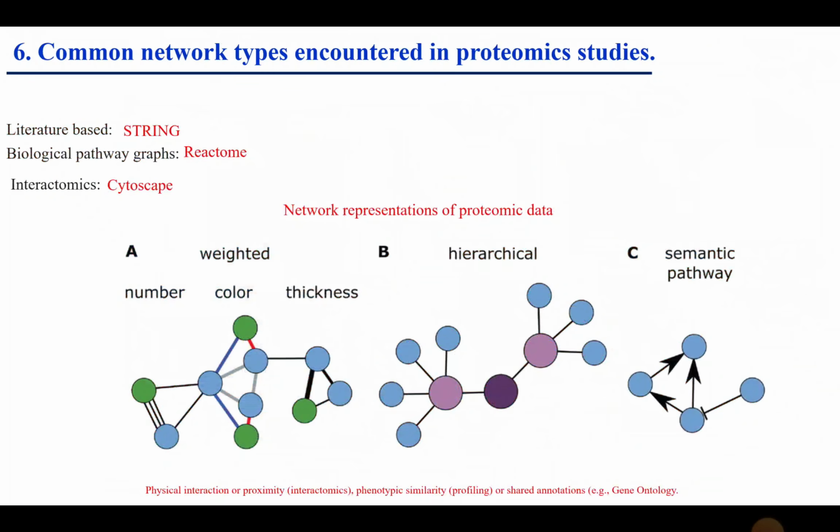So now we will move to the next part, which is the common network types encountered in proteomic studies. We know that we can usually form these interaction networks through different software. One of them is STRING, which forms the network on the basis of literature, and sometimes we also make these interactions using Reactome, and we can also use Cytoscape for different interactomics. Interpreting the information from these networks is really tricky.